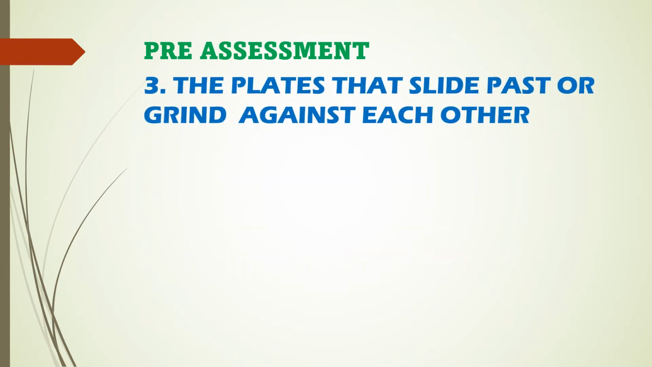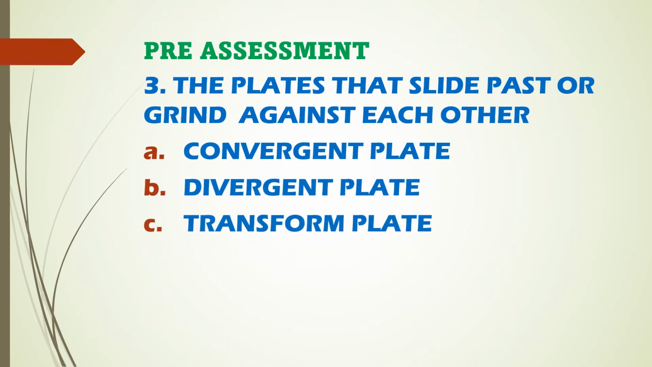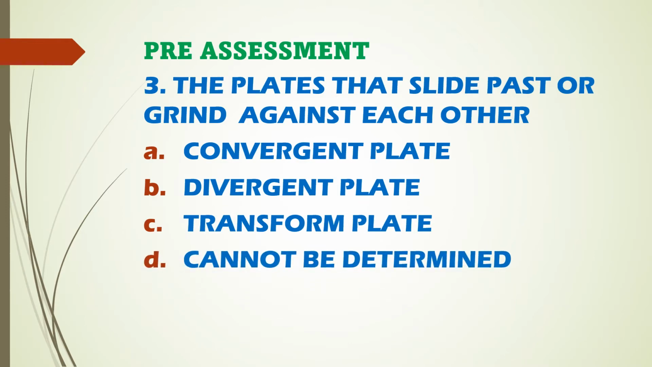Next, number 3. The plates that slide past or grind against each other. Letter A, convergent plate. Letter B, divergent plate. Letter C, transform plate. Letter D cannot be determined. The answer is transform plate.